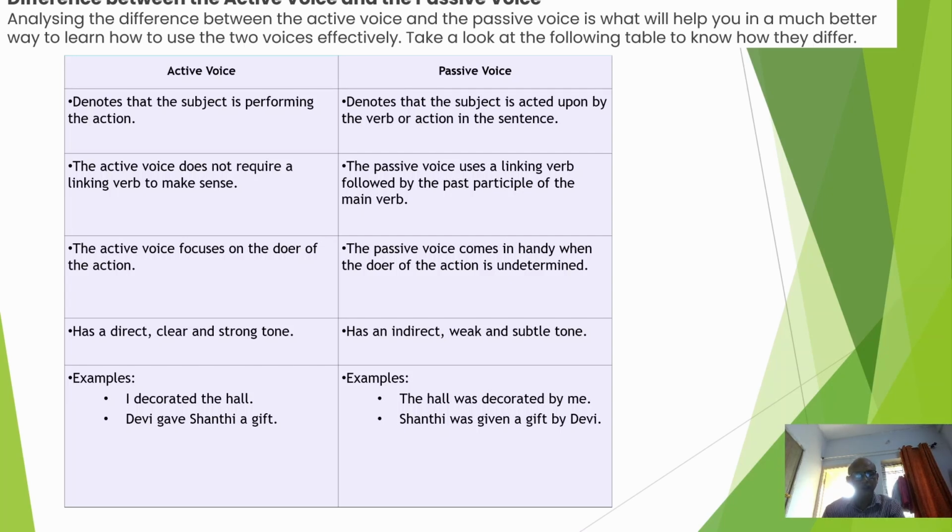Example: I decorated the hall. Devi gives Shanti a gift. Example: The hall was decorated by me. Shanti was given a gift by Devi.